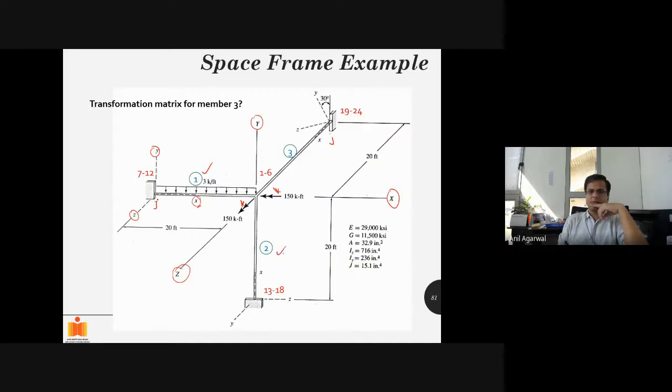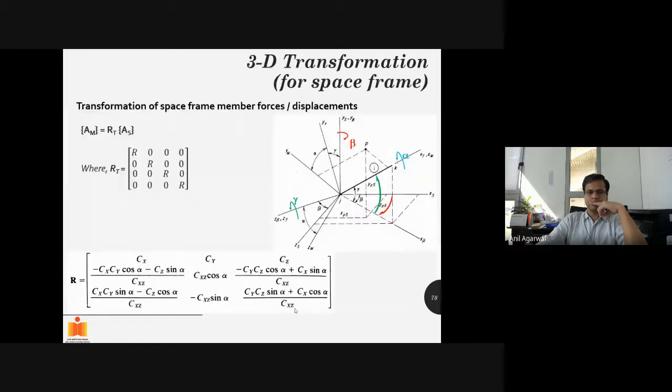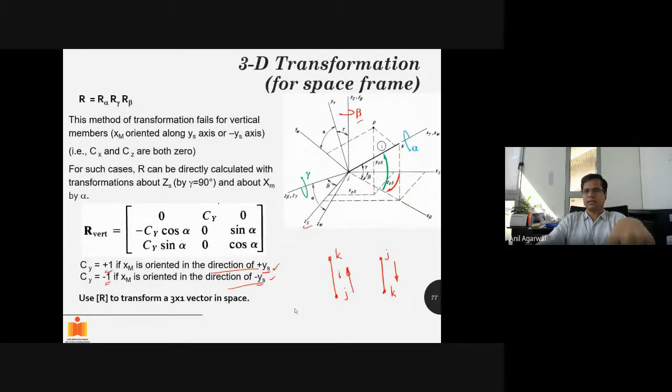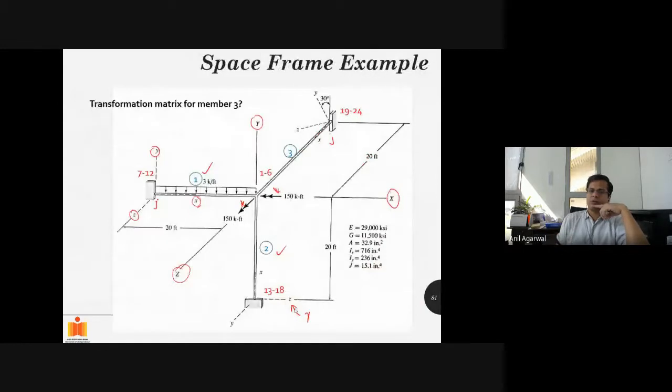Now let's take a look at member 2. For member 2, if you notice, the local x is this one, but global x is in this direction. But it's a vertical member, right? You may notice that member 2 is a vertical member. When it's a vertical member, you may remember that we did not do the y transformation, or beta transformation was skipped. So we don't have to rotate about the y-axis. What we did was we rotated only about the z-axis. That was gamma transformation. Am I correct? Rotation about the z-axis was the gamma transformation. For a vertical member, we only have to do that.